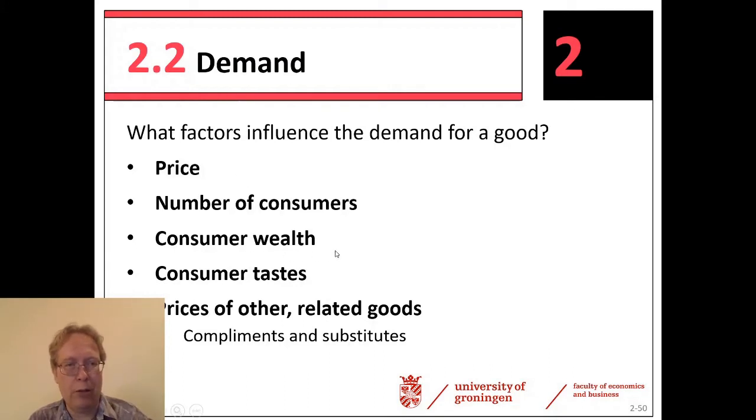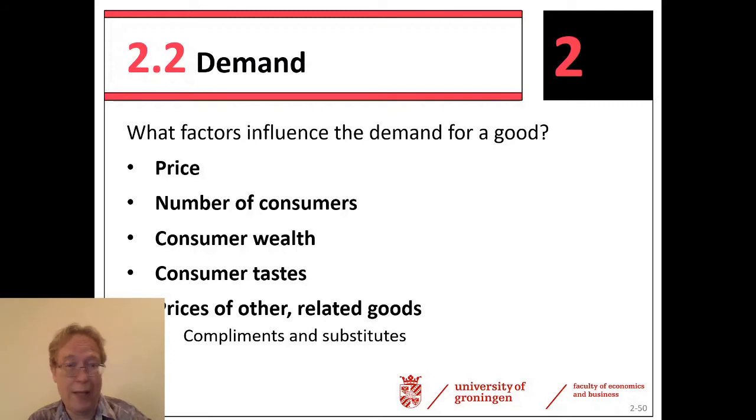How rich people are, that's also going to determine their demand for tomatoes. Not really clear in what direction. Maybe tomatoes are not really a luxury product, so it could even be that if wealth goes up, demand goes down. We'll get more examples of that later. Tastes may change.